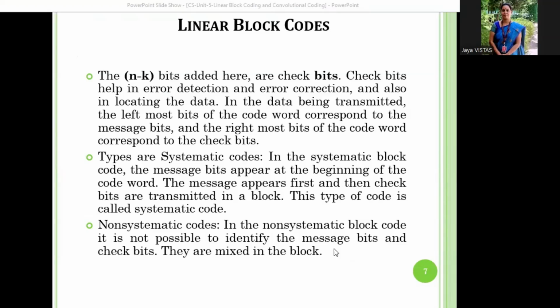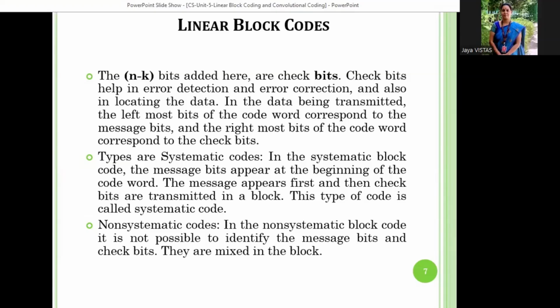So in linear block codes, n comma k bits. I already told you 7 comma 3 or 7 comma 4. Likewise we mentioned, n comma k, the bits that are added here are the check bits. These check bits help in error detection and correction. So these check bits are going to detect the error and correct the error. And also they help in locating the data.